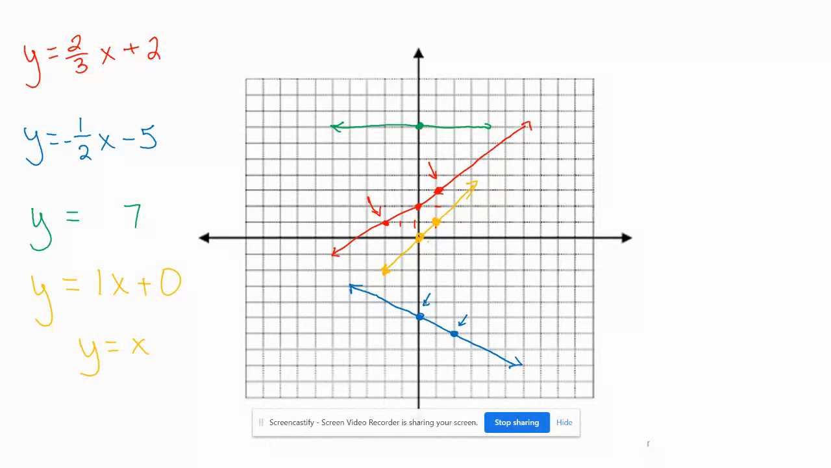So anytime it goes through the origin, no intercept. Anytime it has no slope, you will have no x. All right, remember those 2 right here.